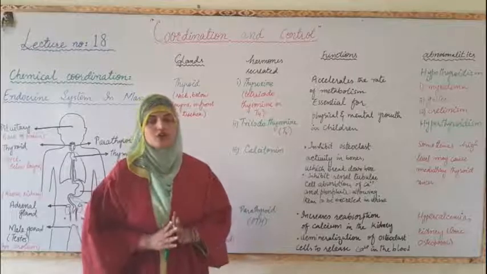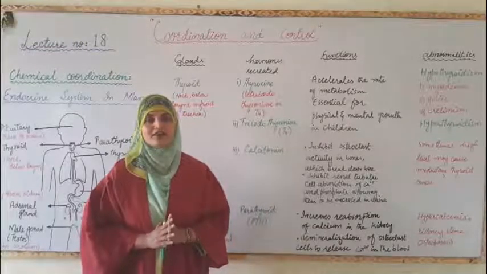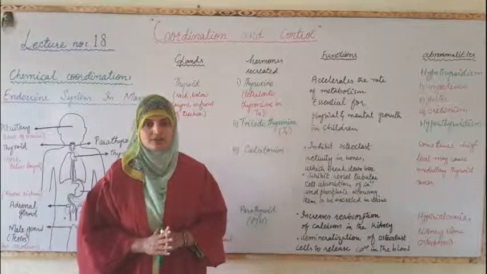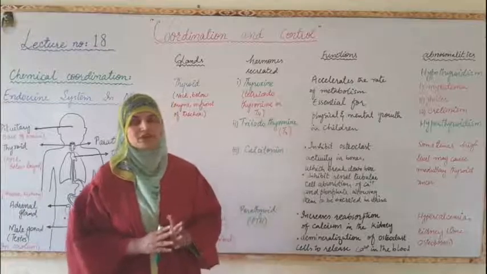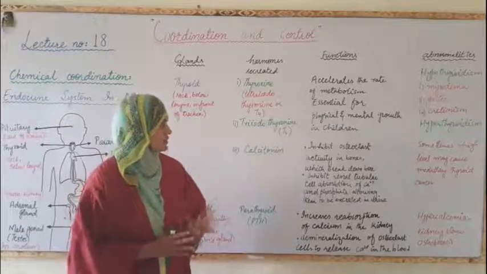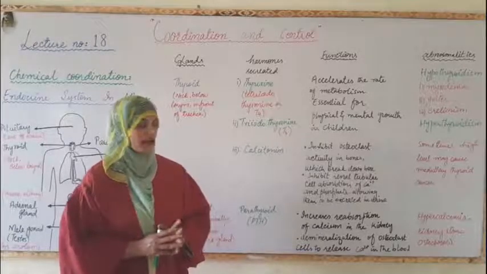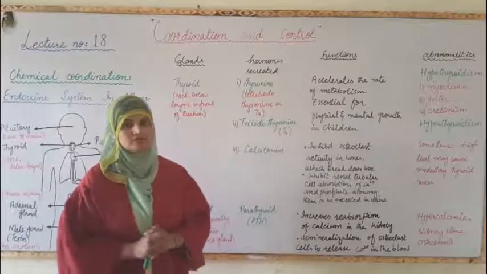The function of calcitonin is to decrease the level of calcium within the bloodstream. It takes place in two ways. One is the inhibition of osteoclast activity in the bones, which break down bone.